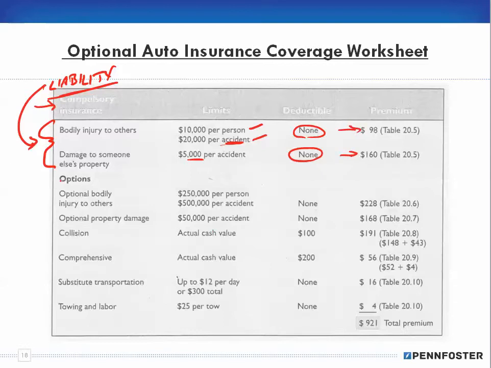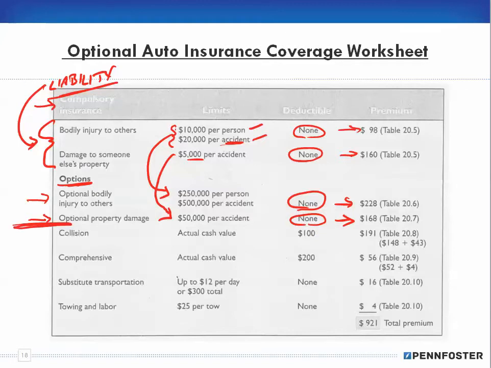Now, when you go into the options, you have optional bodily injury to others. In other words, if you wanted to go from 10/20 to 250/500,000, it's going to cost you more. And the same for the optional property damage. If you didn't want 5,000, you wanted 50,000, it's going to cost you more. So no deductible, and that's the additional amount for those two particular options. Really, all of this can be thought of as liability, but these two as an option are an increase over the minimum.